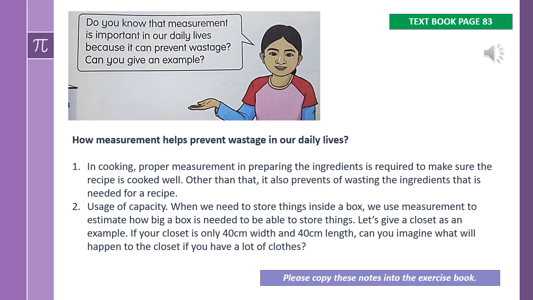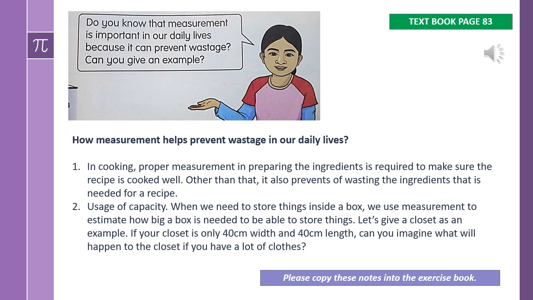Let's give an example, let's take cooking. Okay, so we need proper measurement in preparing ingredients to cook a recipe, right? If we don't have a proper measurement, for example, maybe the recipe needs 4 milliliters of water, but you didn't put 4 milliliters, instead you put 6 milliliters, then it won't come out as the exact recipe, isn't it? So this is how measurement helps in preventing wastage in cooking.